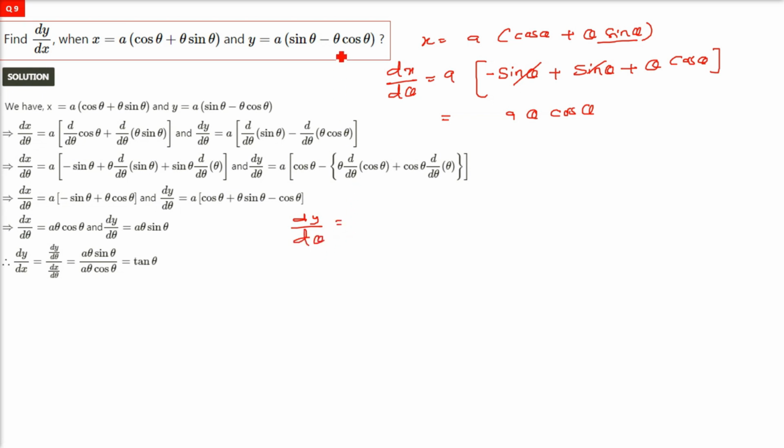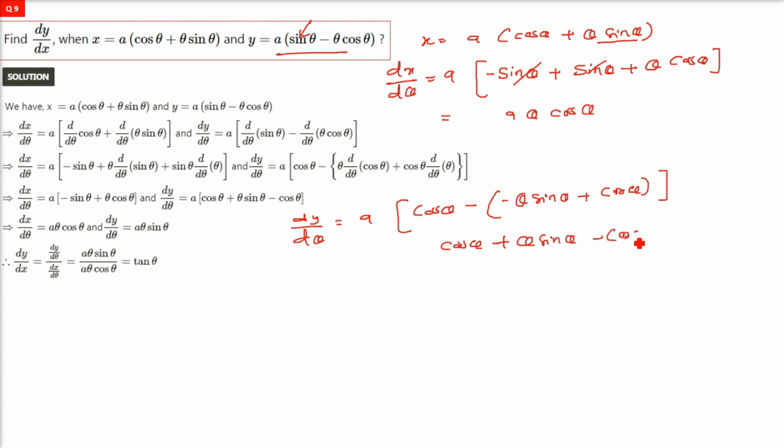Now coming to the second part, dy by d theta. So for this dy by d theta, a you can take out. Sine theta will be cos theta. Now here we will apply the product rule on theta sine theta. So you have theta cos theta, so minus theta sine theta, then cos theta outside, d by d theta of theta is 1. So cos theta, minus minus become plus, so you have plus theta sine theta minus cos theta.